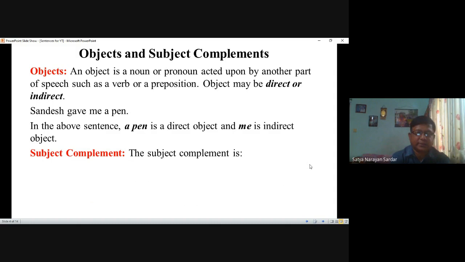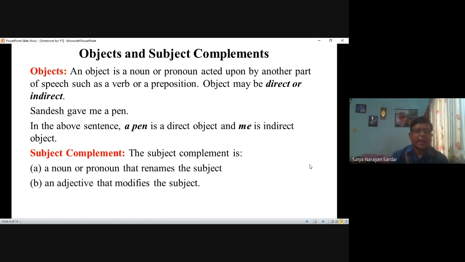Subject complement. The subject complement is A, a noun or pronoun that renames the subject. B, an adjective that modifies the subject. Suresh and Ganesh are good friends. Good friends. These two are subject complements.